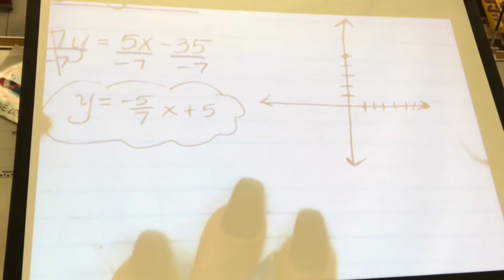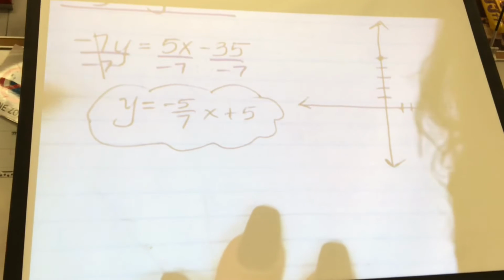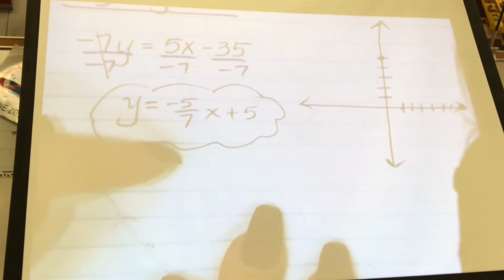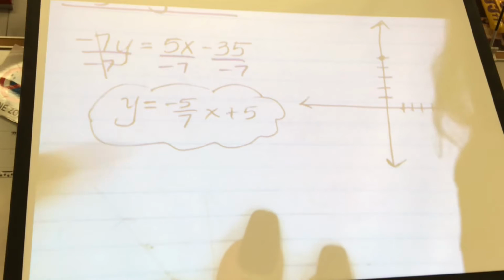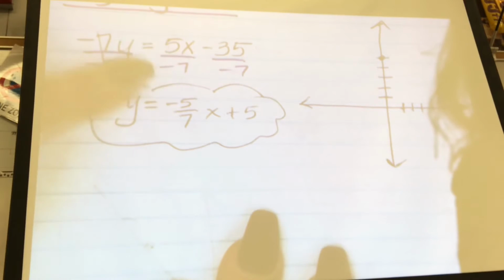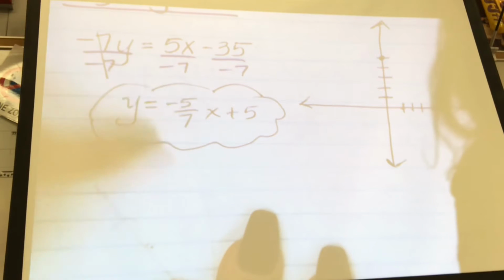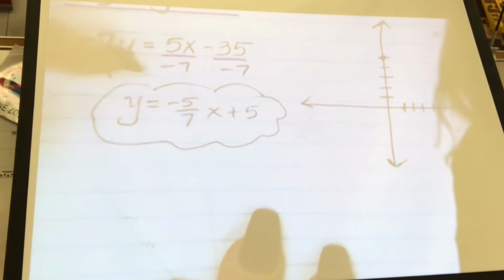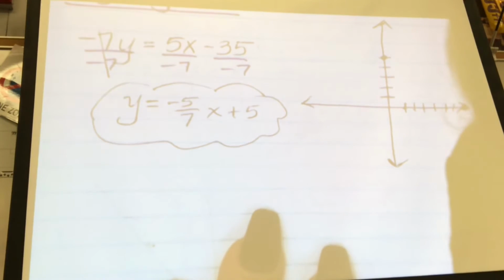Miss Riad, how come here it said 5 over -7, and then you changed it to negative 5 over 7? Is this a good marriage or a bad marriage? Bad marriage. Is this a good marriage or a bad marriage? So they're both bad marriages. It doesn't matter. It's negative 5/7. It doesn't matter where you put the negative. Let me prove it to you.